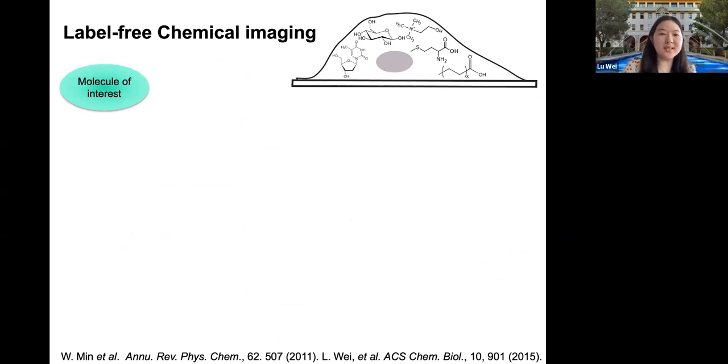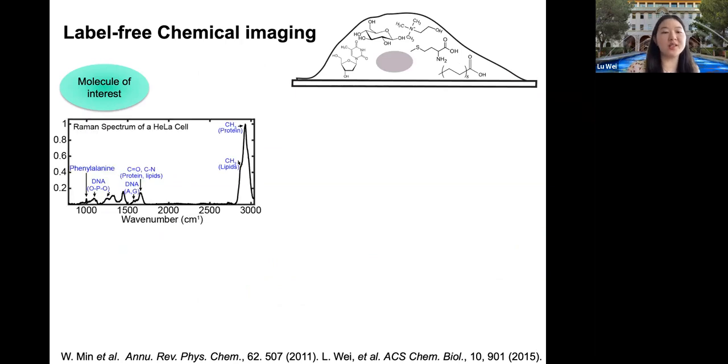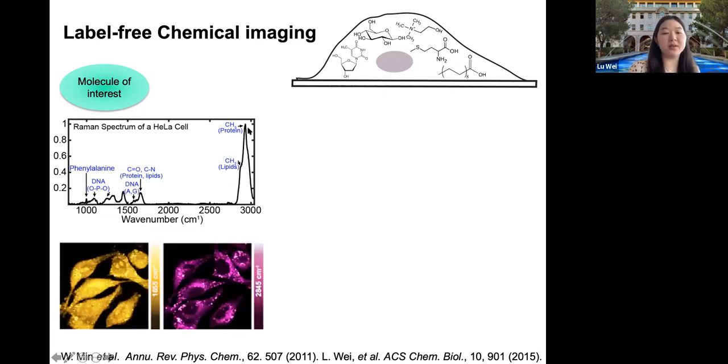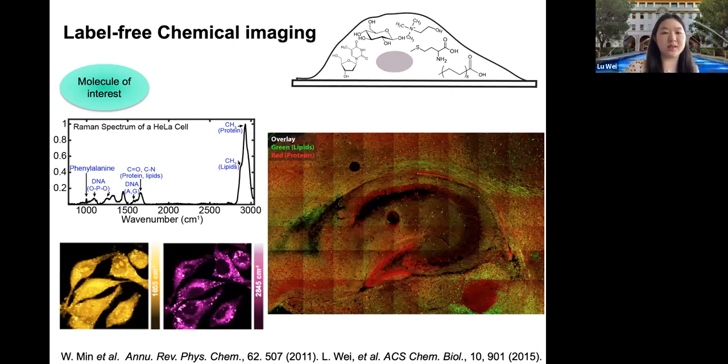Then what is SRS good for? Of course, it's very good for label-free chemical imaging, where we can just target the chemical bonds, chemical information from endogenous molecules, and map those peaks and the distribution of those chemical species, such as lipids, proteins, as I said, amino acids, DNA, without any labeling. We can also do this for other small metabolites, right, including glucose, neurotransmitters. Well, that has been demonstrated by other groups.